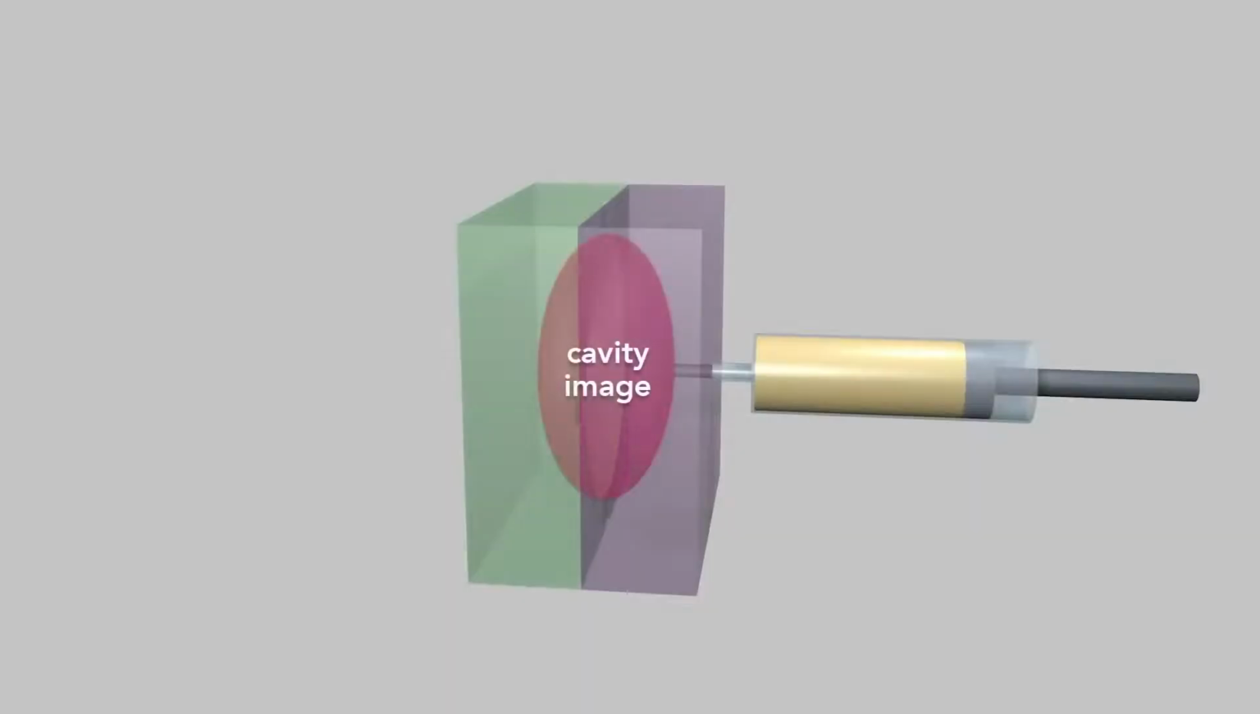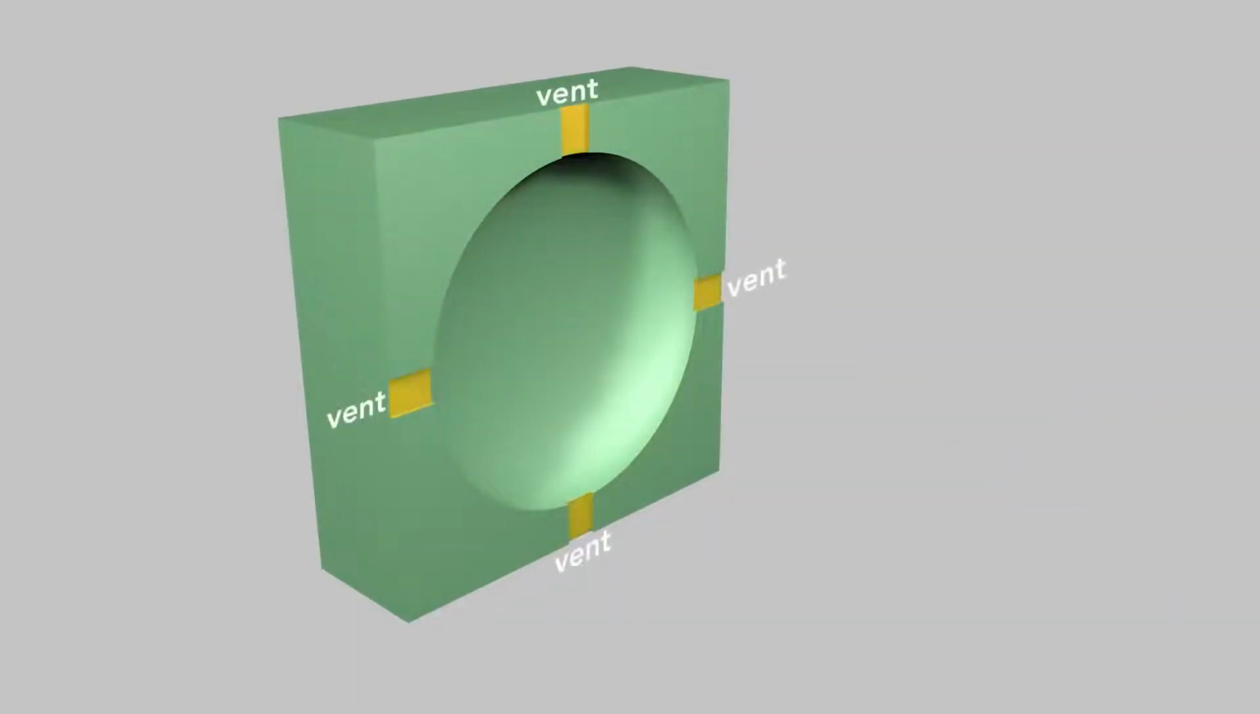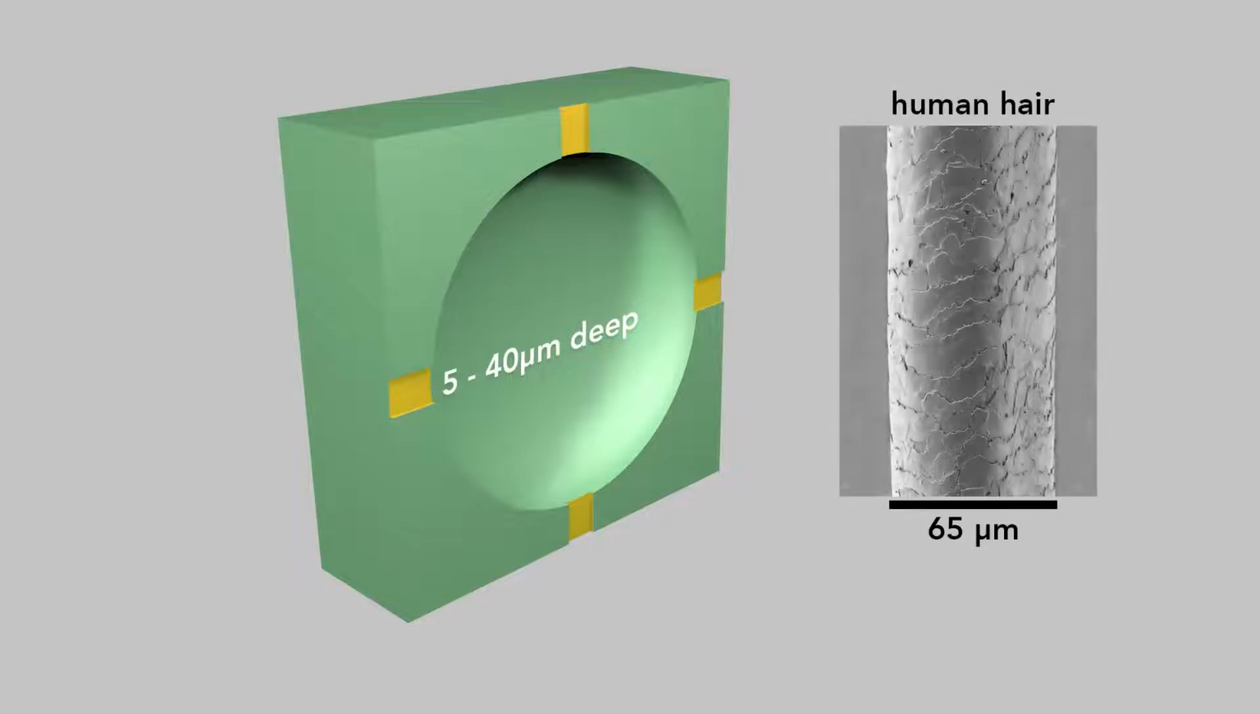Initially, the cavity image is filled with air. As the molten plastic is injected, it forces air out of the mold, which escapes through vents. These vents are channels ground into the landing surface of the mold. They're very shallow, between 5 and 40 microns deep. The plastic, which has the consistency of warm honey, is too viscous to flow through the narrow vents.